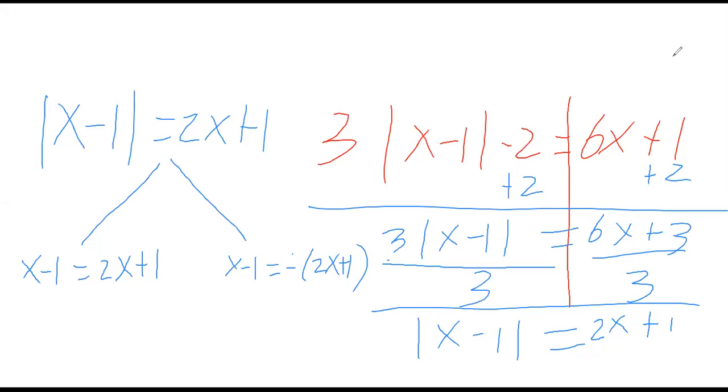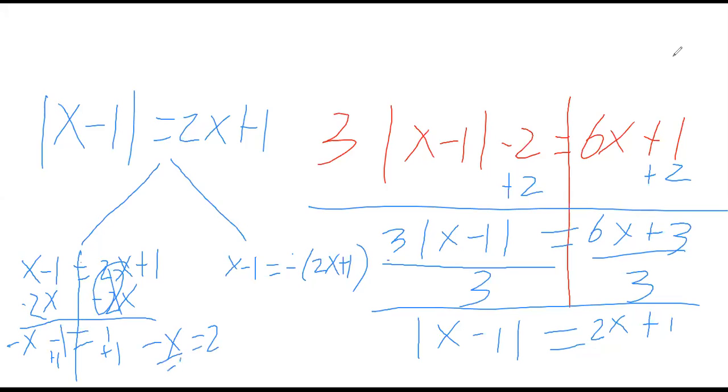So we're going to subtract 2x on both sides. That should be negative x. And if we add 1 on both sides, then we end up with negative x equals 2. We're going to divide both sides by negative 1, so we should have x equals negative 2. So one of our answers is x equals negative 2.